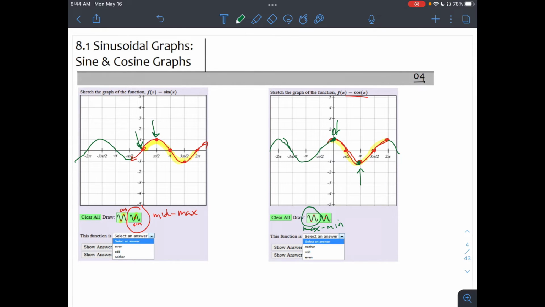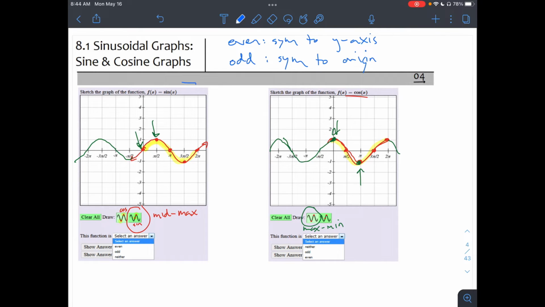But if you do notice, it asks you to determine whether these functions are even or odd. Remember, an even function is symmetric to the y-axis, and an odd function is symmetric to the origin. Okay, and what that would mean is that you can rotate your graph a full 180 degrees and it would map back onto itself.